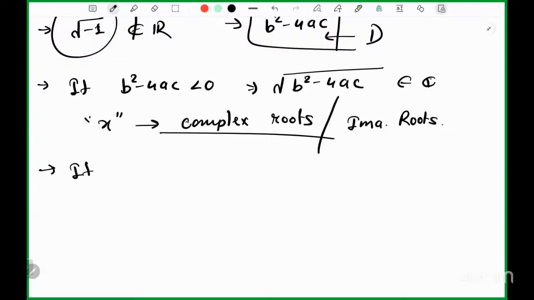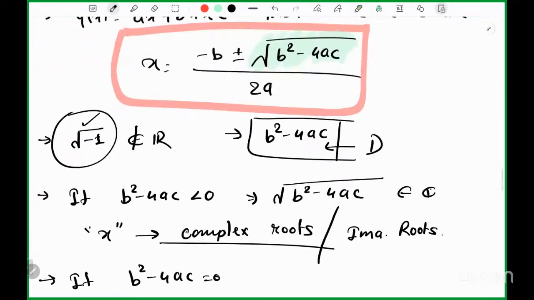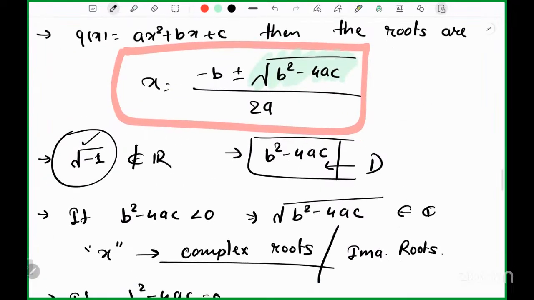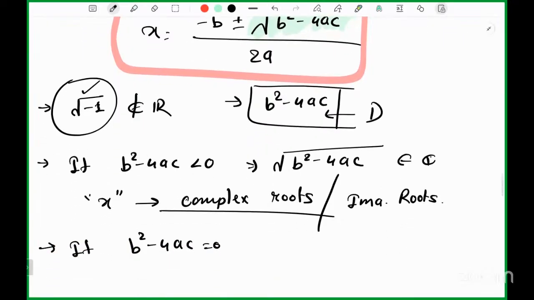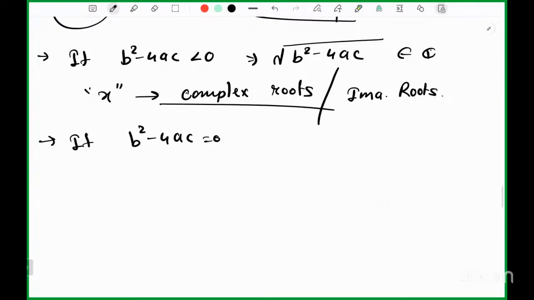Now, what will be the second case? The second case is when the value of b square minus 4ac becomes 0. In the formula, if you substitute 0 in place of b square minus 4ac, you will get only one value of x, which is minus b by 2a. So we have only one root, also called the same real roots. And that root is x equals minus b by 2a.